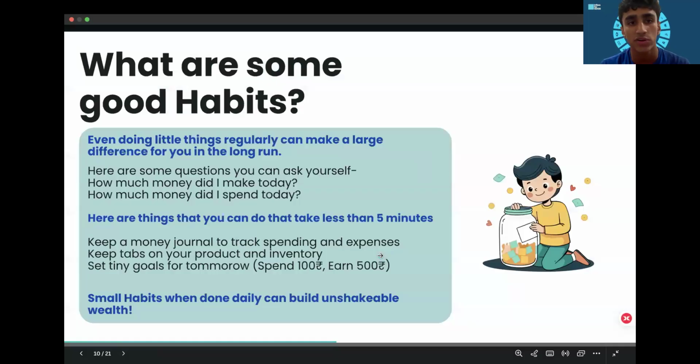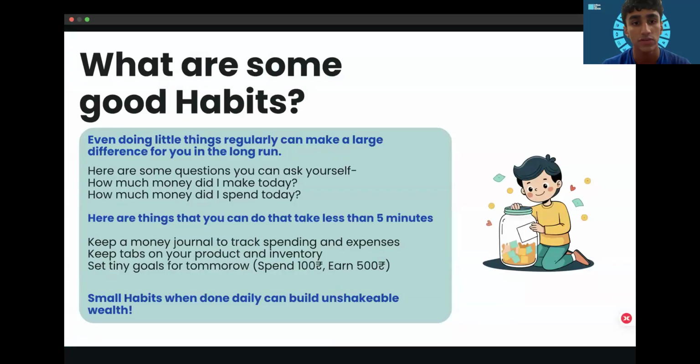So we might be wondering, what are some good habits to have? Well, even doing little things regularly can make a large difference for you in the long run. And to start, here are two questions that you can ask yourself. How much money did I make today? And how much money did I spend today? Here are things that you can do that take less than 5 minutes.